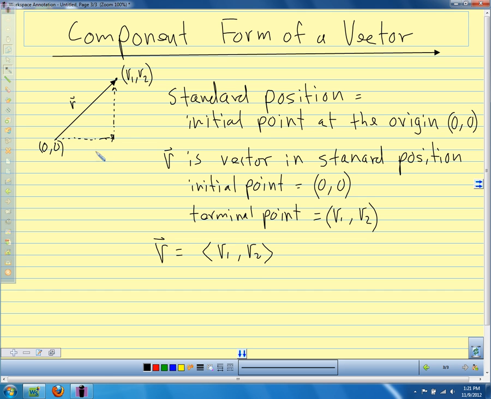And what this is telling us is that the terminal point is v1, so we've gone over the length of this side of the triangle is v1. And the length of this side of the triangle is v2. So we've gone over to the right by v1 units, and we've gone up by v2 units. So we use these pointy brackets to say we've gone over v1 and up v2. So this is what we call the component form of the vector.